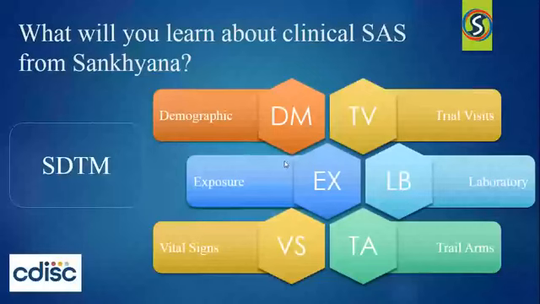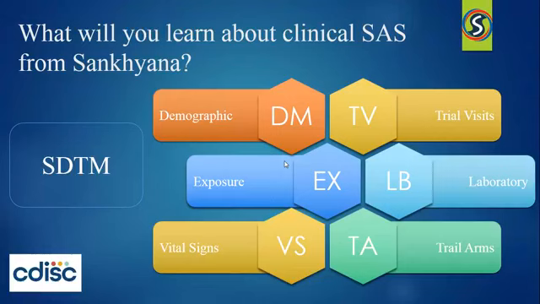We'll be writing the code and creating different domains, like the demographic domain, which contains the details of the patient. We have the trial visits domain, which contains the details of when the patients have visited the site. The exposure domain contains the details of what kind of drug was prescribed during each visit. We have the laboratory domain, which contains the results of the laboratory tests. We have the vital signs domain, which contains details like blood pressure and heart rate. And we have the trial domains, which contain the planned treatments for our patients.